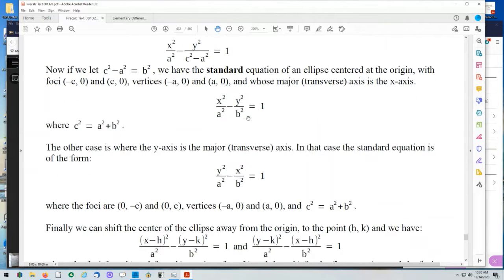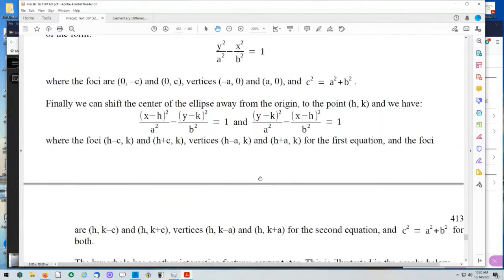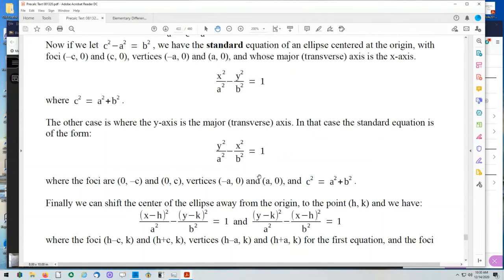We'll go over that a little bit more tomorrow. And then if I wanted to shift this away from the origin, all I do is replace x with x minus h and y with y minus k, and I have it shifted for either type, where my transverse axis is along the x-axis or along the y-axis. And then we'll look at how to do the ABCs of the hyperbola.